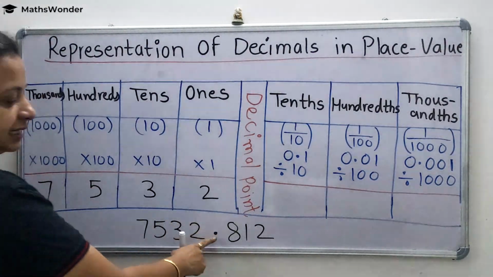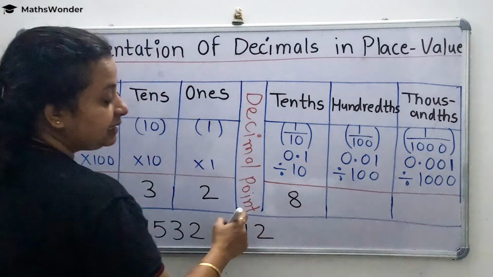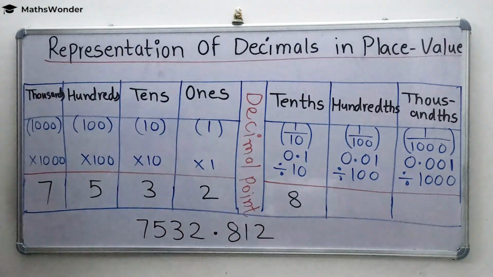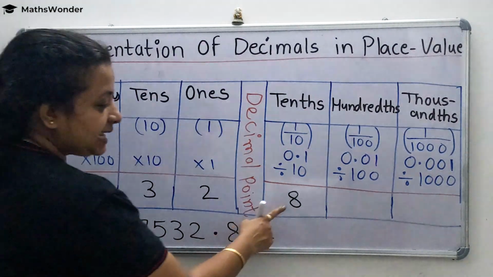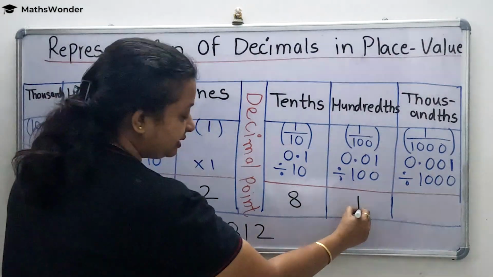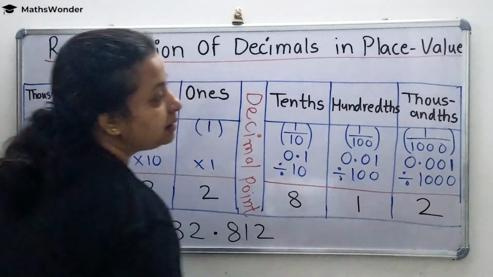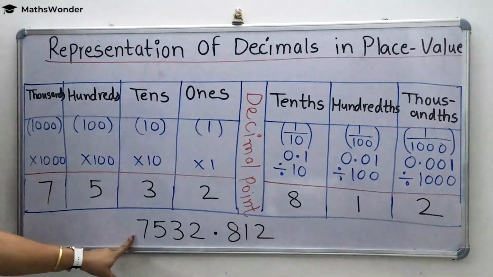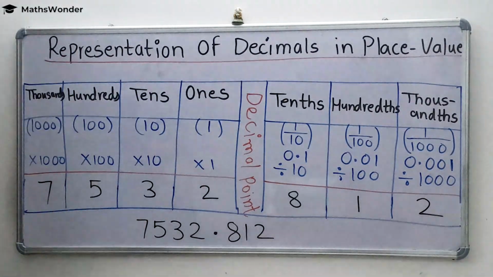Now come to the digits after the decimal. 8 is at tenths place. There is no ones, directly tenths. So 8 is at tenths place, 1 is at hundredths place, and 2 is at thousandths place. So how will you read it? 7532, 8 tenths, 1 hundredth, 2 thousandths.